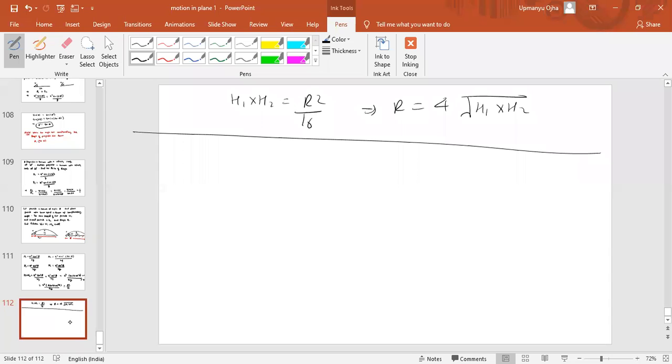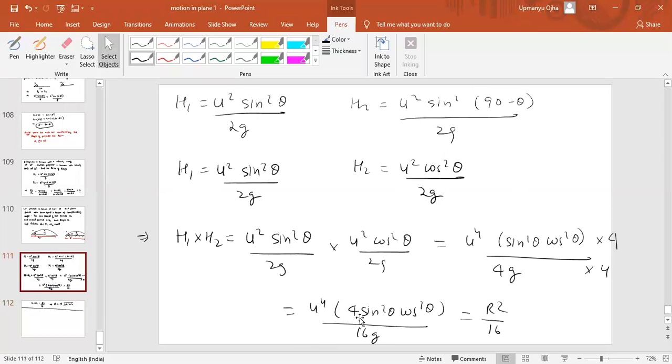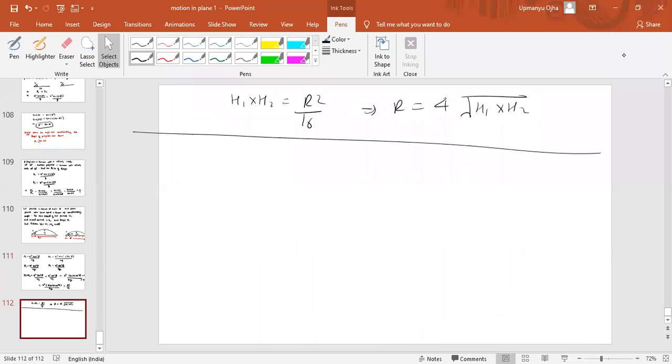So I think time is up. The range will be the same now. How do I find the range? Can you write this as 2 sine theta cos theta whole square? This can be written as 2 sine theta cos theta, whole square. Then you get R square by 16 there. So time is up.